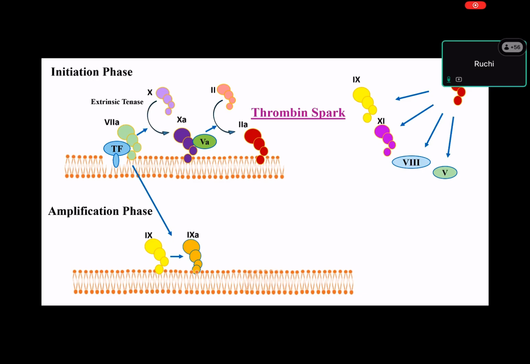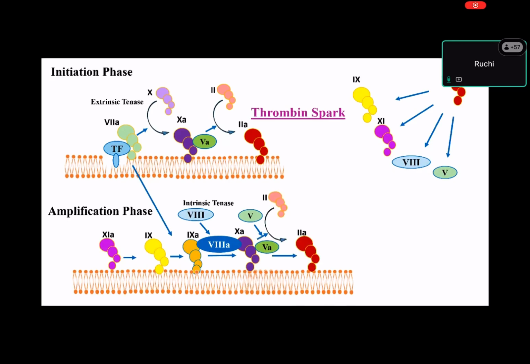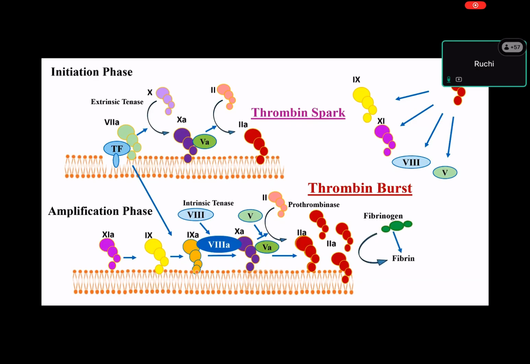Subsequently, in the cell-based model, in the amplification phase, activation of 11A leads to the downstream activation of 9A, which interacts with factor 8, which was activated by thrombin. This forms the intrinsic 10As. Now again, factor 10 is activated. Factor 5 is activated again because of thrombin. And now what is formed is a much larger amount of thrombin, which is known as the thrombin burst. This thrombin is now sufficient to convert fibrinogen to fibrin, and we have a very strong and stable fibrin clot which is formed.